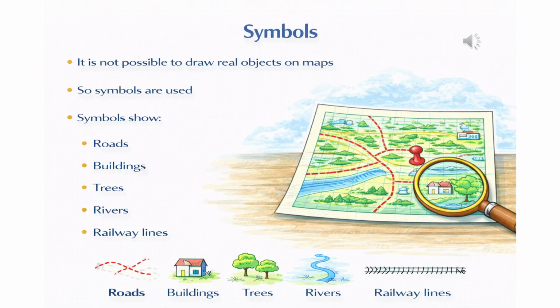It is not possible to draw real objects on maps, so we use symbols. Symbols represent things like roads, buildings, trees, rivers, and railway lines. Symbols make maps simple and easy to read.